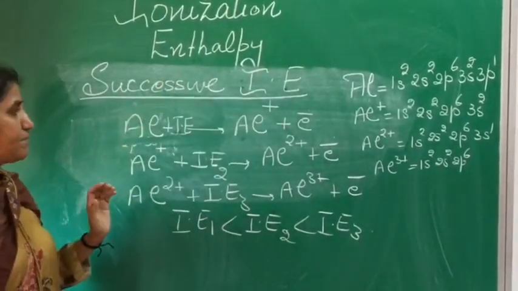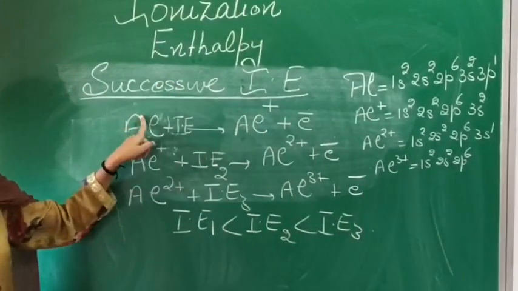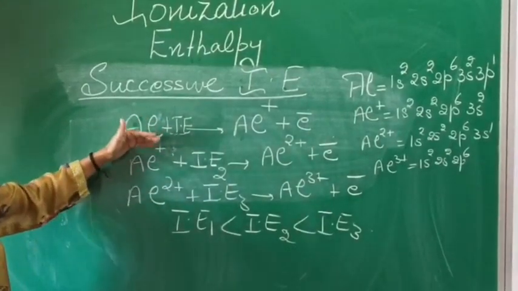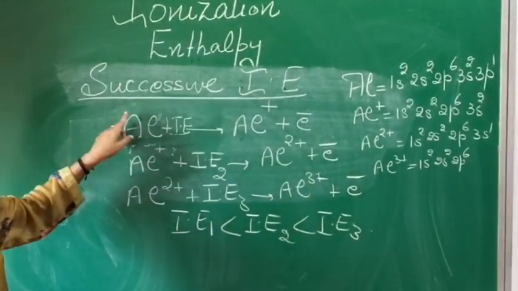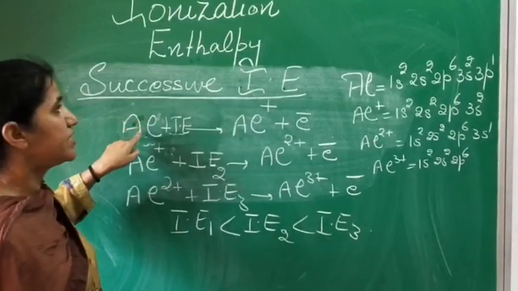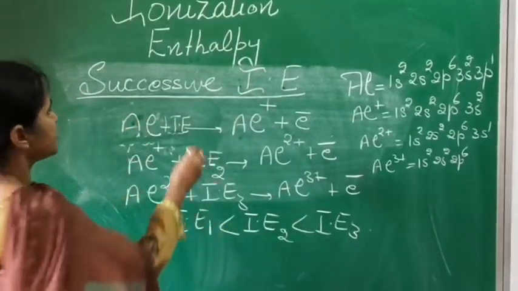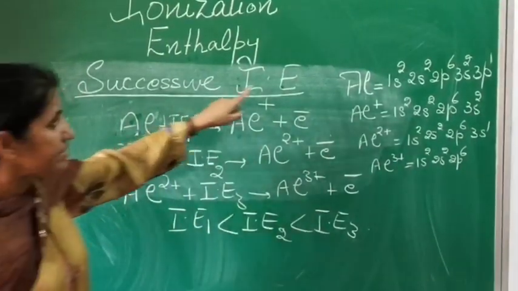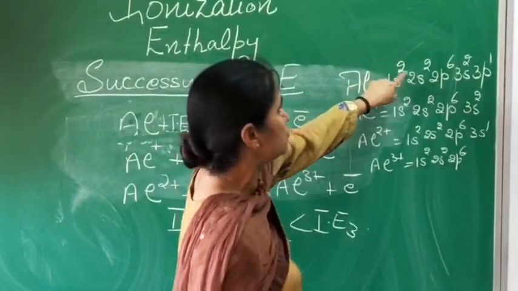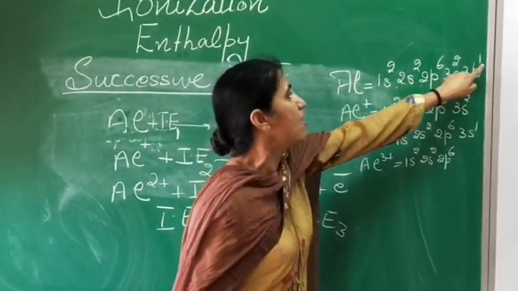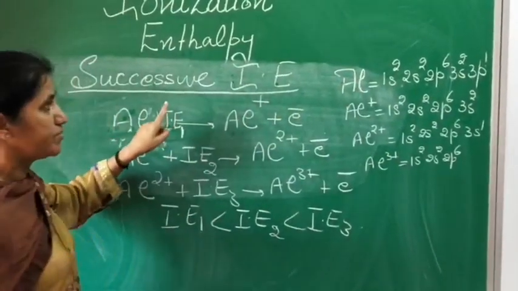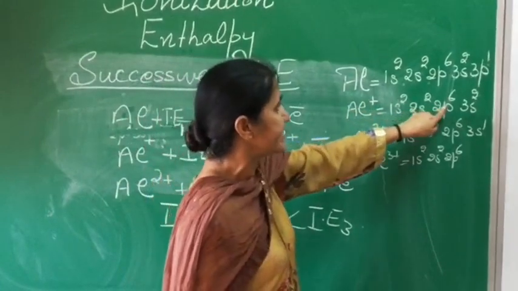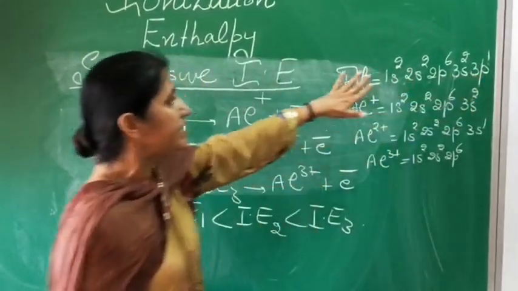Suppose we consider an example, aluminium. It has 3 valence electrons. Now in order to remove the electrons, we have to proceed in a stepwise manner. In order to remove the first electron from the neutral aluminium atom, the ionization energy IE1 is to be given. Now aluminium has the configuration 1s2, 2s2, 2p6, 3s2, 3p1. Now when one electron is removed, the configuration becomes 1s2, 2s2, 2p6, 3s2. The p subshell will be completely removed.